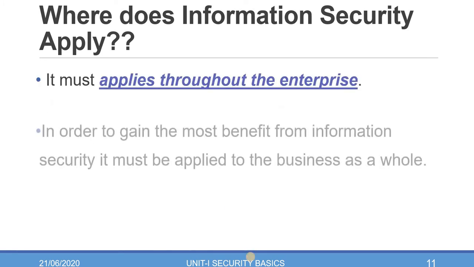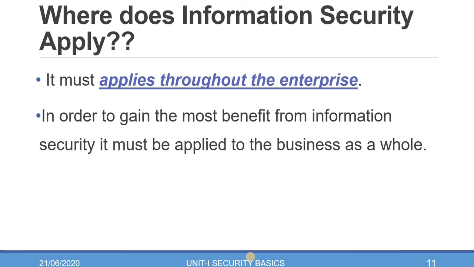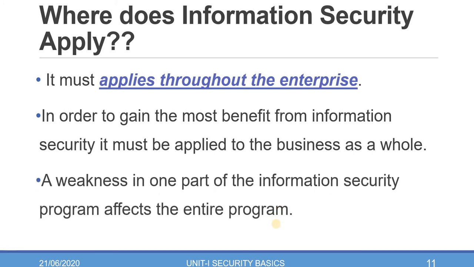It is applied throughout the enterprise. It is not like information security is applied to one department and not applied to another department. It must be applied throughout the enterprise. In order to gain the most benefit from information security, it must be applied to the business as a whole. A weakness in one part of the information security program affects the entire program. So it is very important. Information security is a very holistic process.